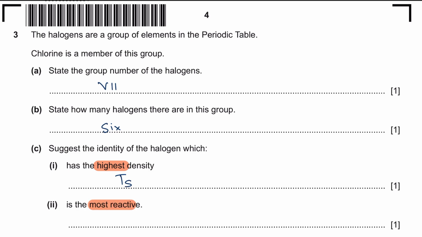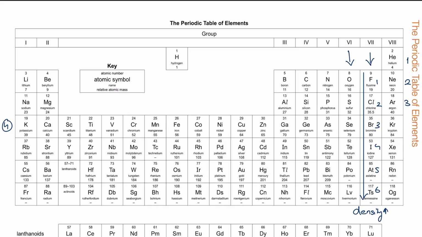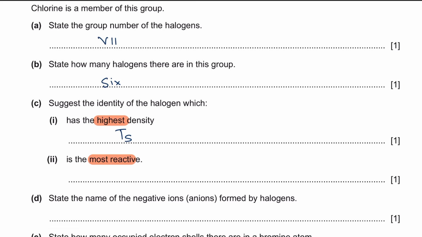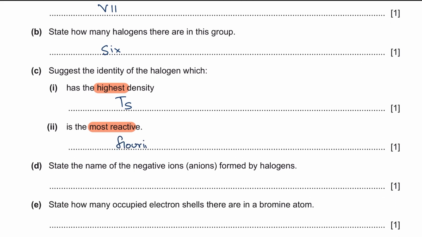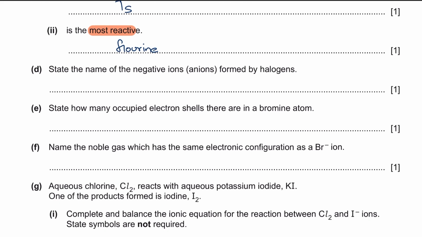The most reactive halogen: as we know, down the group, the reactivity decreases. So the most reactive halogen would be the one which is at the top, which is fluorine, right? So we can just simply write fluorine over here. State the name of the negative ions, anions formed by halogens. They are called halides. For example, the ion formed by bromine is called bromide.